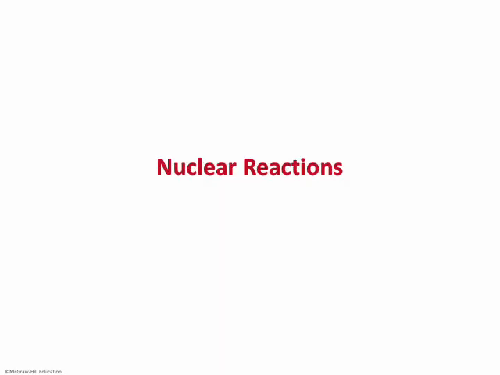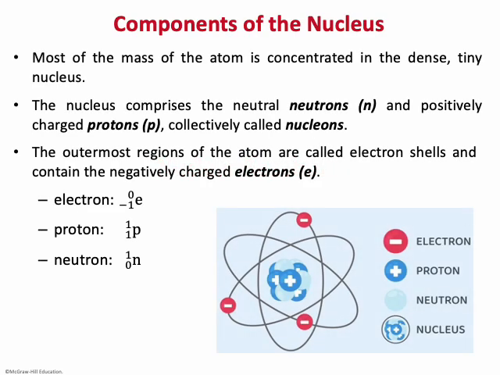Nuclear reactions. Before we look at nuclear reactions, let's look at the nucleus of an atom. You might already know this. This is just a review of some material from before. An atom consists of a nucleus in the middle. This is the densest part of an atom, the tiniest and the densest part of the atom.